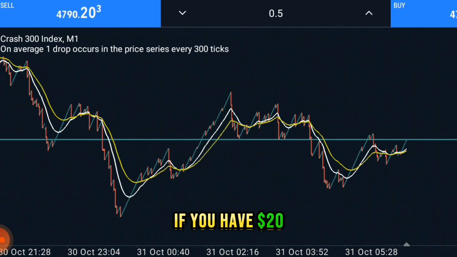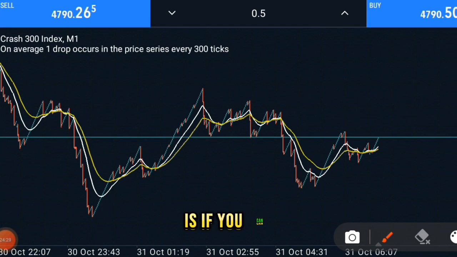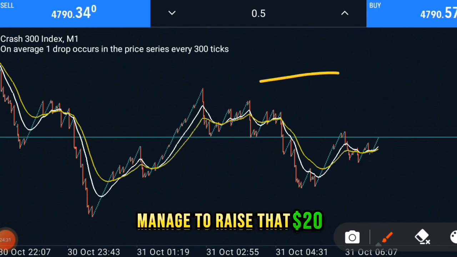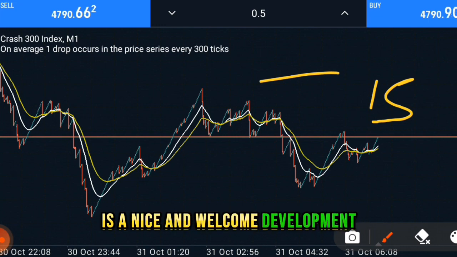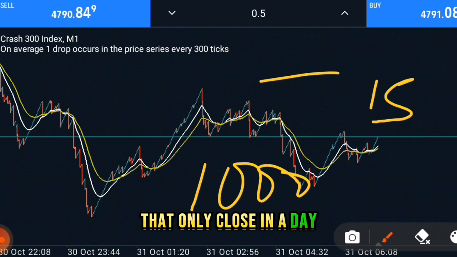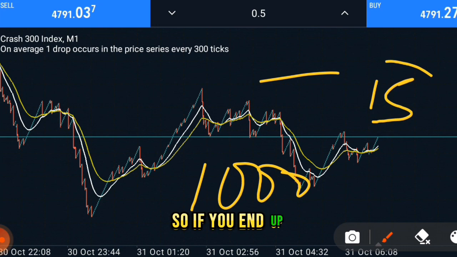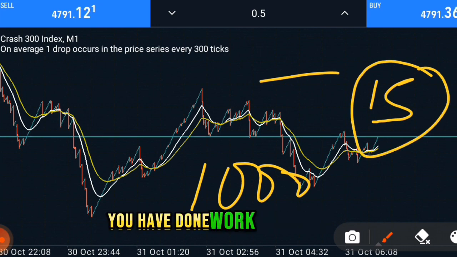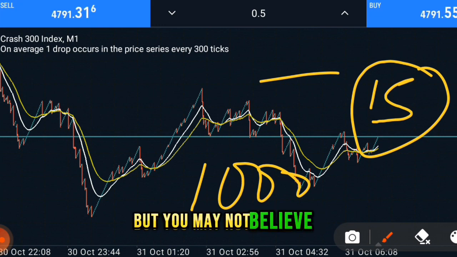If you have $20, your target in the day, if the market is good for you, is if you can manage to raise that $20 to something like 15 more, taking it to 35 is good. It's a nice and welcome development. Can I tell you that there are some people that have $1,000 that only closed in a day with 900? They have lost 100 for the day. So if you end up getting this thing in a day, you have done well for yourself. It's a nice move. I'm telling you the truth, but you may not believe it.